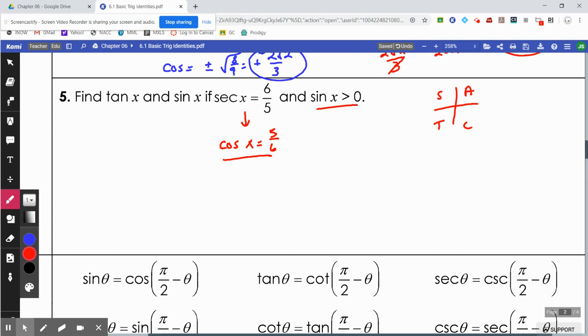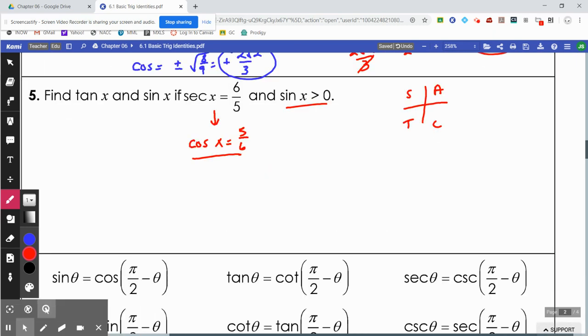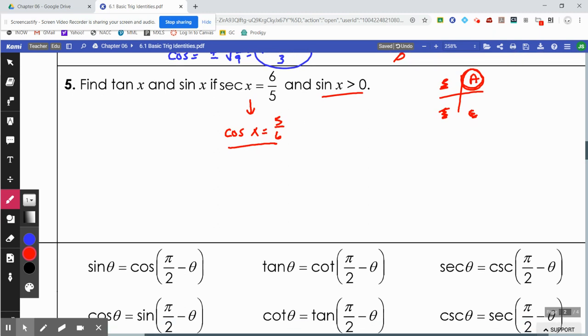Since cosine is positive, first off, that means that we cannot be here and we cannot be here because cosine is positive. Since sine is positive, that means we can't be here, so we must be in the first quadrant. So that tells us whether we're going to be positive or negative, what our signs are going to be. And we are going to be positive on everything.